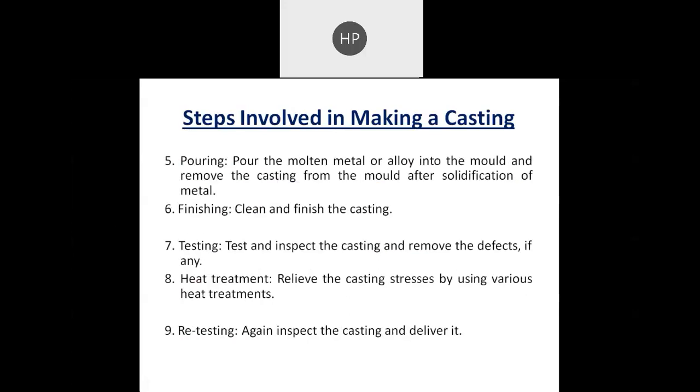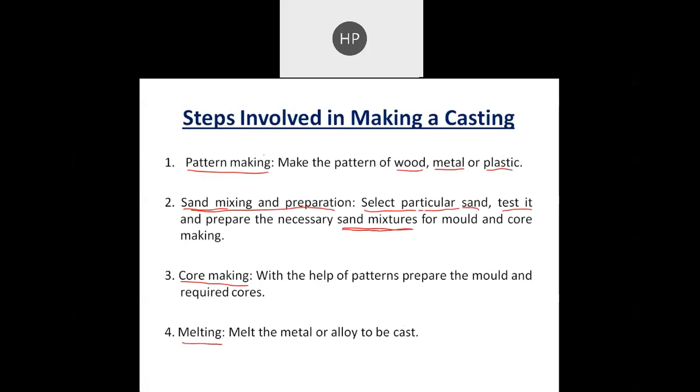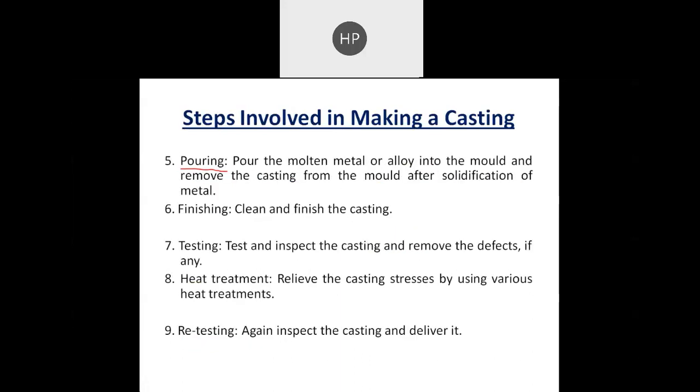Then once we have melted the metal, the next step is to pour. We have to fill the hollow cavity using that molten metal. So pour the molten metal or alloy in the mold and remove the casting from the mold after solidification of the metal. In this step we have melted the metal or alloy, and then inside that hollow cavity we fill that molten metal. And as we fill it, after some period of time, the solidification will start and it will solidify.